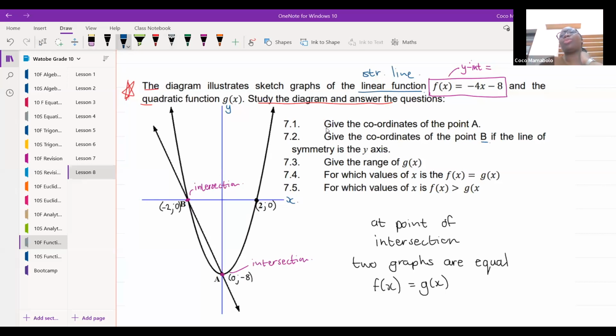So I want you guys to do 7.1, 7.2, and then we'll talk about 7.3. And after you've written 7.1 and 7.2, I want you guys to drop your favorite emoji in the chat to tell me that you understand exactly what's going on here. Okay, go for it.